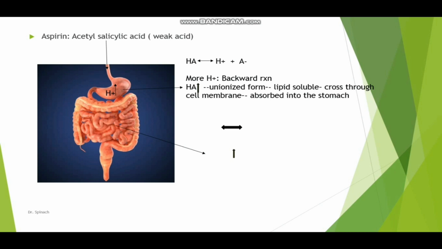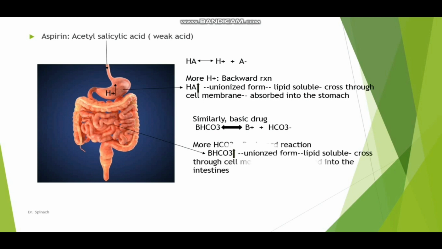Similarly, taking an example of the basic drug atropine, assuming the unionized form of which is BHCO3, which is going to dissociate into B plus and HCO3 minus until the equilibrium is reached. Interestingly, there is more bicarbonate in the intestines, especially in the duodenal region. So, more HCO3 minus will combine with B plus, forming BHCO3, which is the unionized form of the drug, and hence the unionized form of the basic drug will be absorbed in the intestine, which concludes that weak bases are absorbed in the intestine.